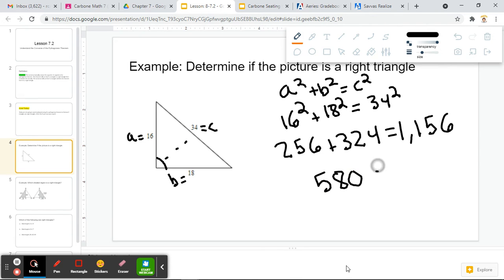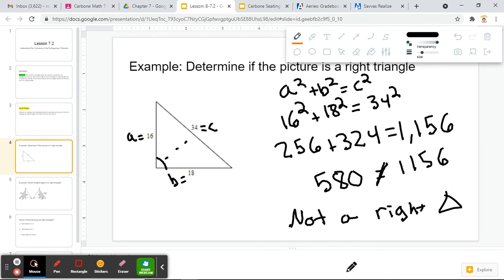So what do you think, class? Do you think 580 is equal to 1,156? I don't, right? These are different numbers here. So what's that mean? Well, Pythagorean's theorem was not satisfied here. A squared plus B squared was not equal to C squared, which means this is not a right triangle.